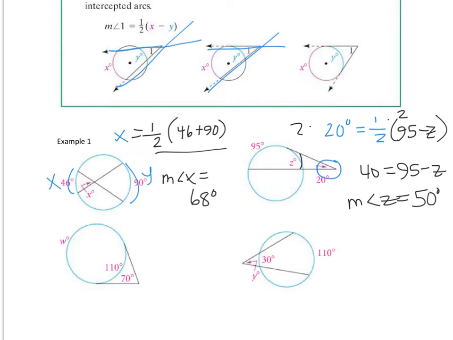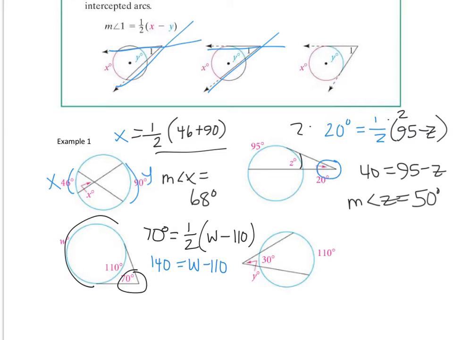The next one, these are both tangents. They intersect outside the circle. So when they intersect outside the circle, you subtract. So it's going to be 70 degrees, because that's where they intersect, is equal to 1/2 of the big one, which is w, minus 110. So you multiply both sides by 2 and get 140 equals w minus 110. So w equals 250 degrees. And then this angle is where they intersect, so angle y is equal to 1/2. They intersect on the outside, so you're going to subtract this one minus this one. So 110 minus 30, and you get 40 degrees.